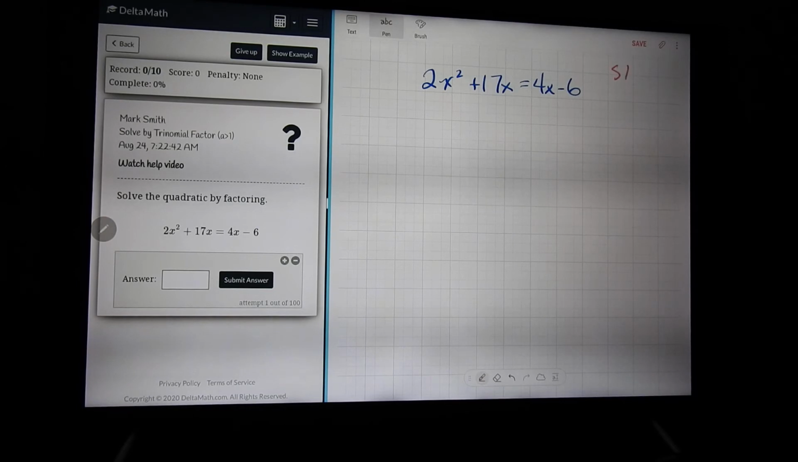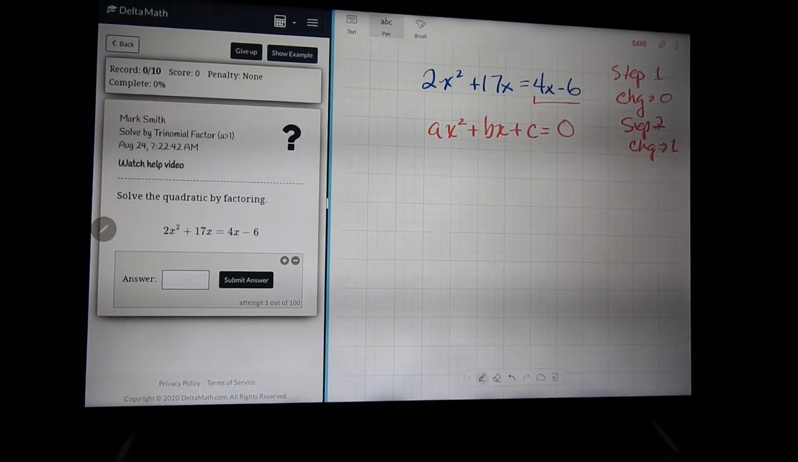Step 1 is make zeros, so step 1 is change to 0, and step 2 is change to 1. But since we're going to use our calculator, we only need to do step 1 here. We do need to make this look like ax squared plus bx plus c equals 0. So all of this stuff needs to go over here.